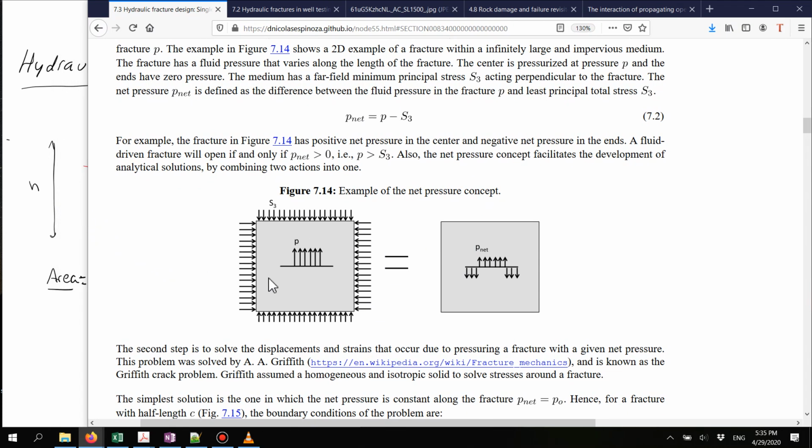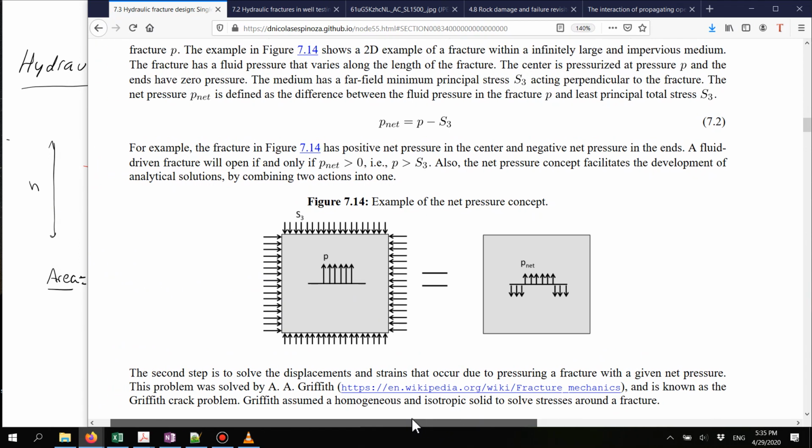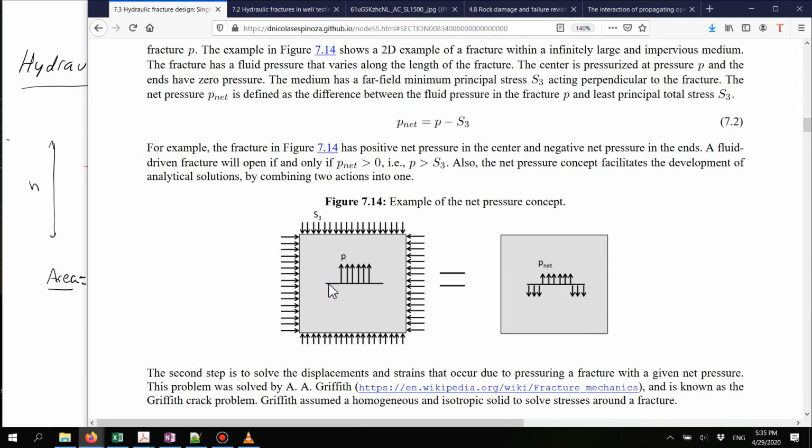In this diagram, I have a cross section of a fracture with a finite width. It's just so small that I'm putting it here as a line. This fracture is within a rock which is subjected to stresses, which are the far field total stresses. In this case, I have made my schematic with my fracture perpendicular to the least principal stress S3. We know that this fracture would open as a plane perpendicular to that stress.